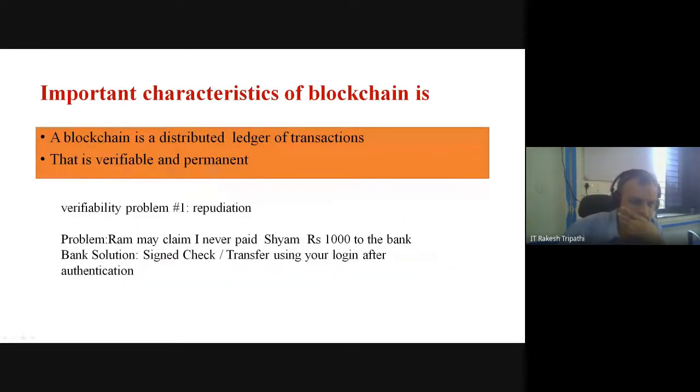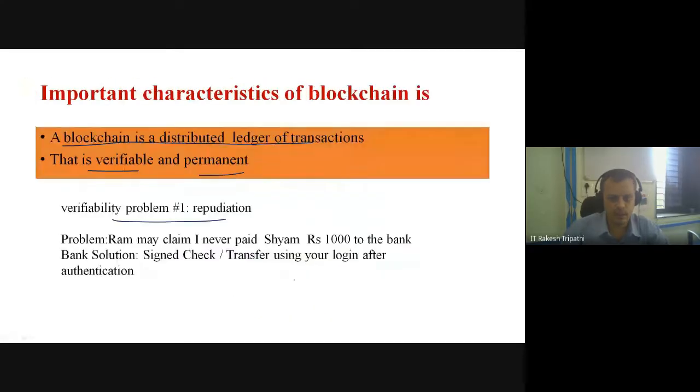What is the drawback? The first thing we did is, a blockchain is a distributed ledger of transactions. We have done this. Now how do we get verifiability and permanence? So the first problem is repudiation. What can go wrong? This can go wrong. What is this?